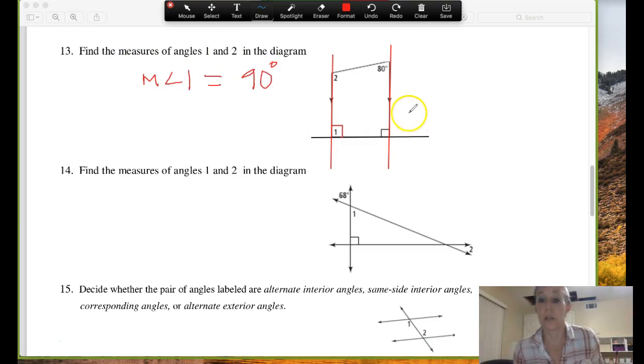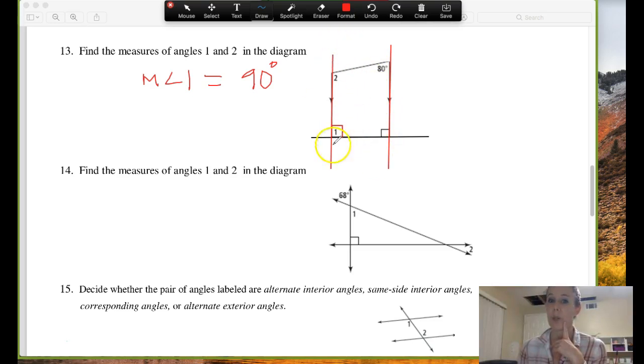Now another theorem you could have used: if you have two parallel lines and one line is perpendicular to the parallel line, then that transversal will also be perpendicular to the other line. So if the transversal is perpendicular to one line, it's perpendicular to the second line. Same rule. Now looking at angle 2, we can figure this out because the interior angles of a quadrilateral add up to 360. That's one way you could do it. If you have 90 plus 90 plus 80, you just subtract that all from 360.